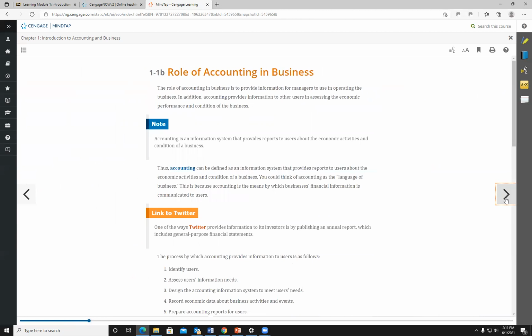So what is the role of accounting in business? The role of accounting in business is to provide information for managers to use in operating the business. That's really kind of generic, isn't it?